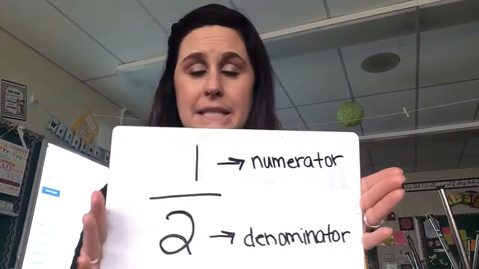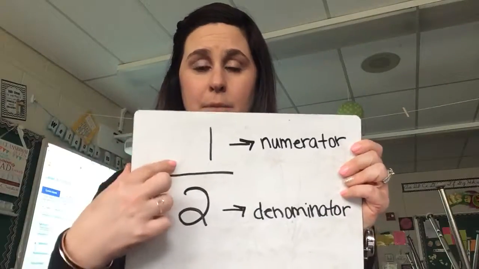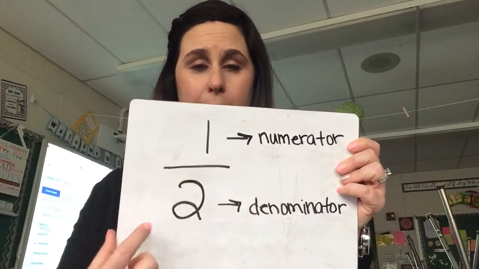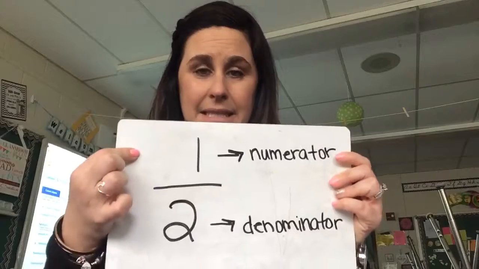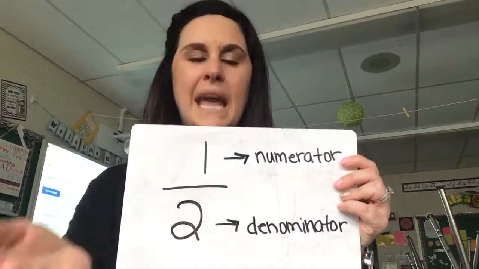Today we really just talked about making equal parts, and I said fractions and equal sections are like best friends. If you don't have equal parts, then you don't have a fraction. They have to be equal. We also introduced some fraction vocabulary. For example, if I have a fraction like 1/2, my top number is my numerator and my bottom number is my denominator. So this number represents how many parts are being handed out.